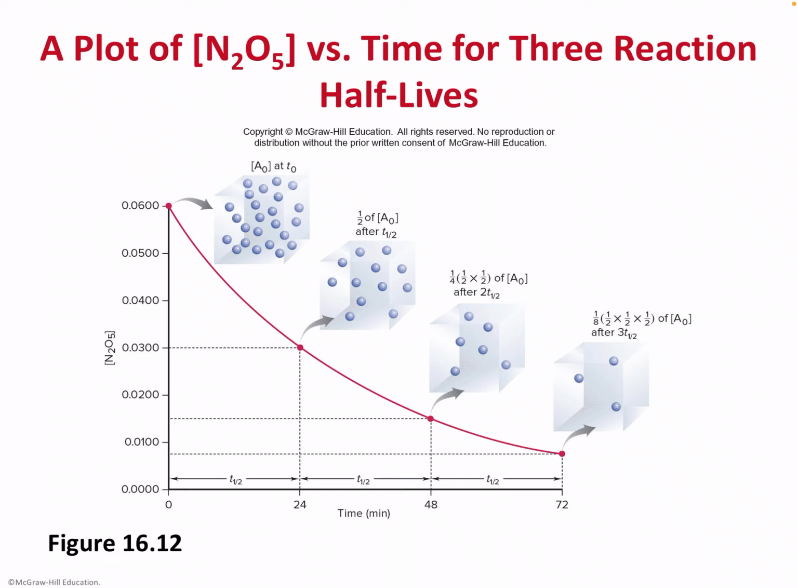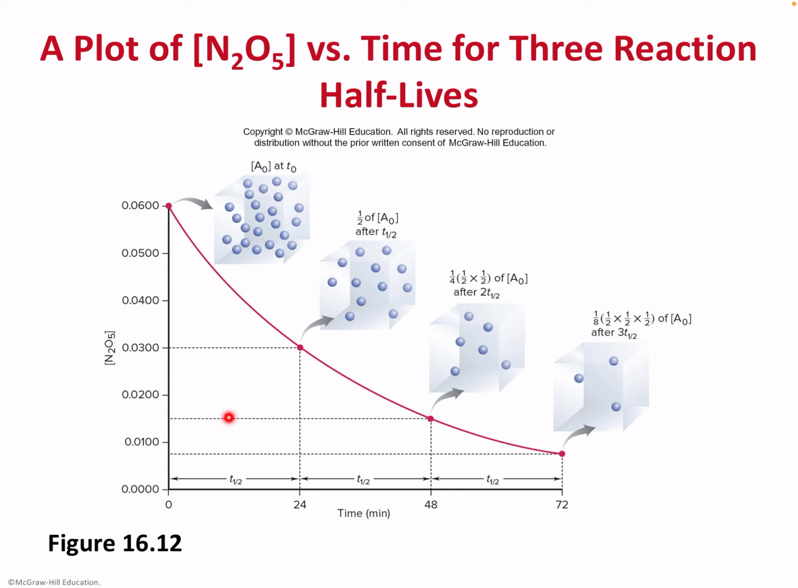Now this graph explains what half-life is and how the concentration is halved after each half-life. This is a plot of dinitrogen pentoxide versus time for 3 reaction half-lives. Let's say you started with concentration 0.06. What's half of 0.06? 0.03. Exactly, this concentration becomes half, and we call that time the T half. Now take 0.03, half of that would be 0.015.